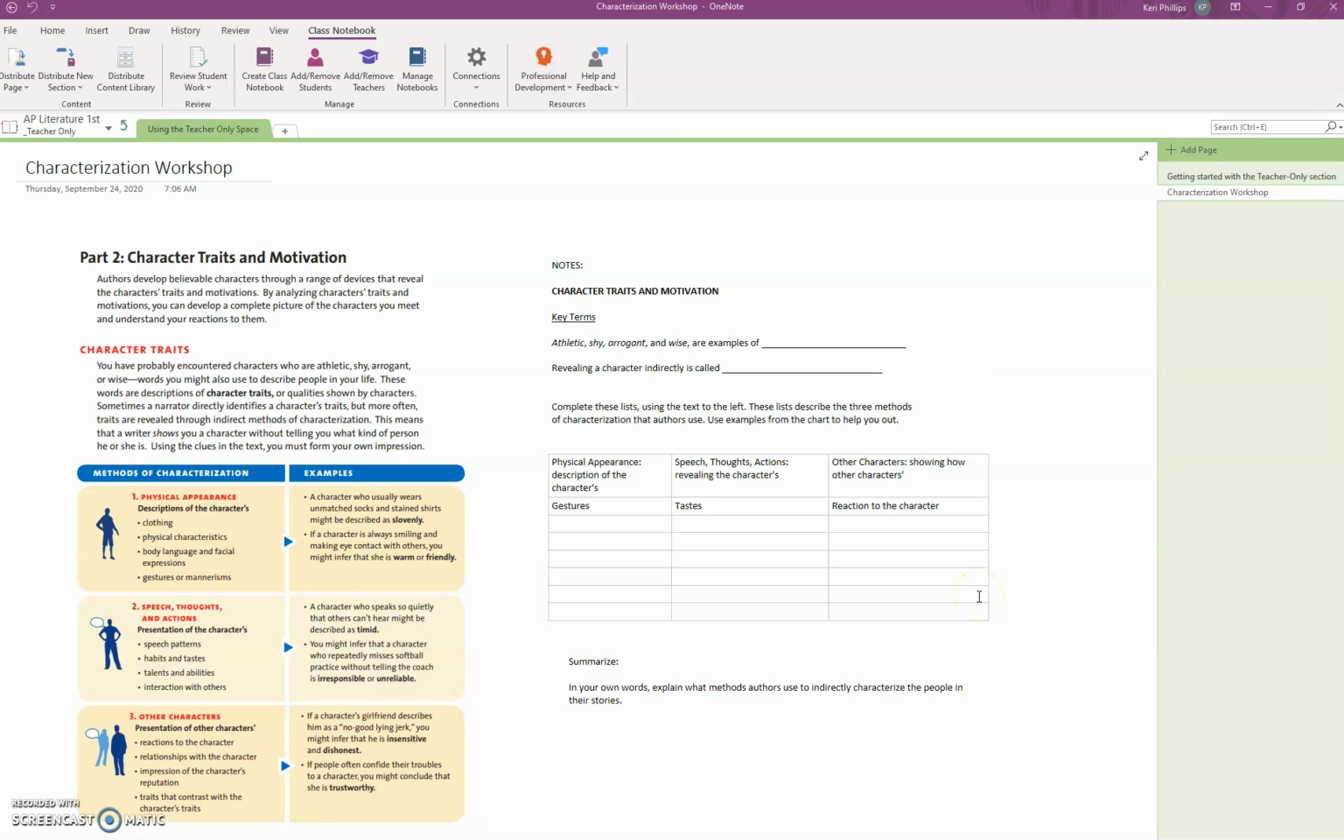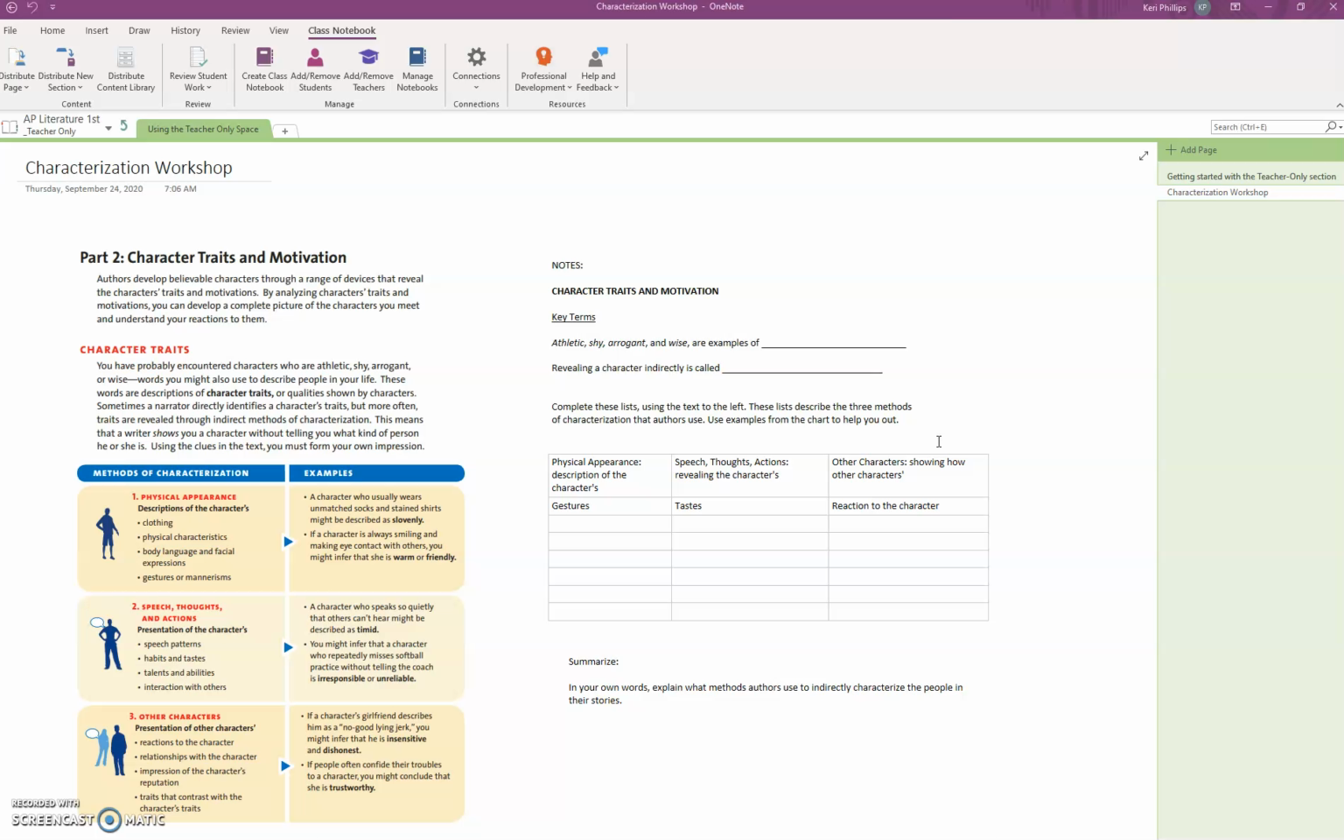Hey you guys, I'm going to talk you through some notes today on character traits and motivation. If you remember from some of the work you guys did 2 weeks ago, you were looking at prompts from the AP Lit exam and trying to notice what kind of skills you were going to need to be able to do in order to be successful on those free response questions.